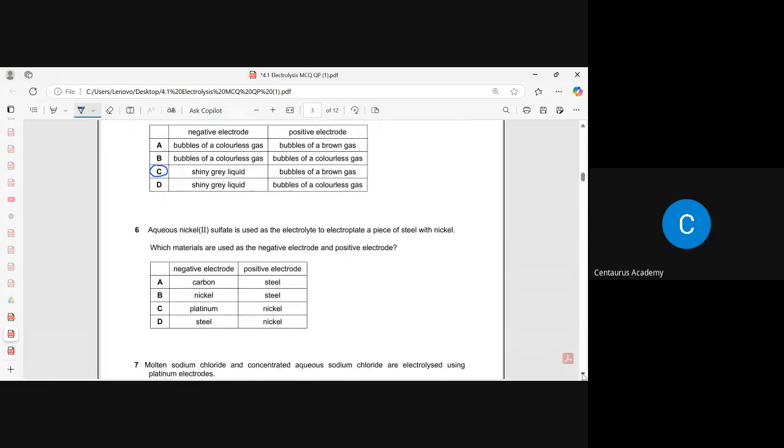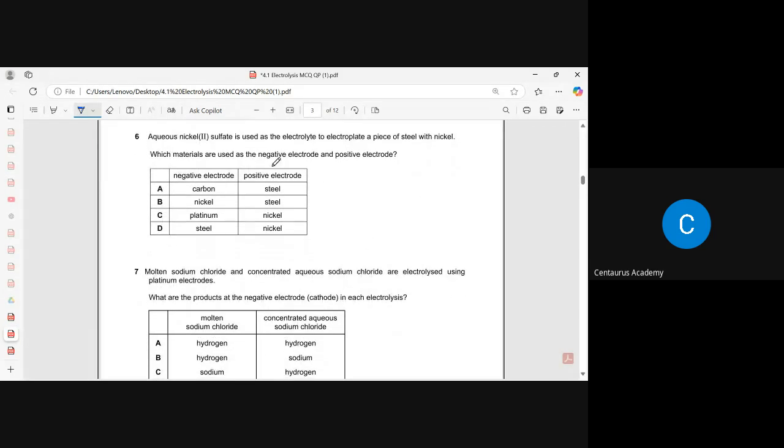All right, look into the next one. Aqueous nickel sulfate is used as the electrolyte to electroplate a piece of steel with nickel. Which materials are used as the negative electrode and the positive electrode? Is it going to be A, B, C, or D? Ryan, are you saying A for this one? No, miss, I want to change my answer. Okay.